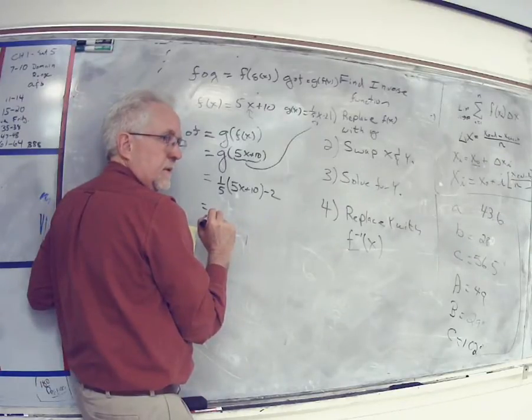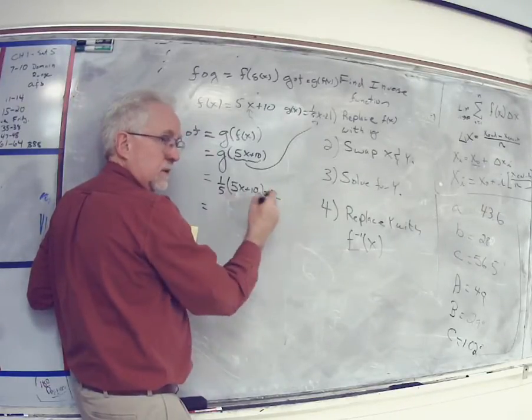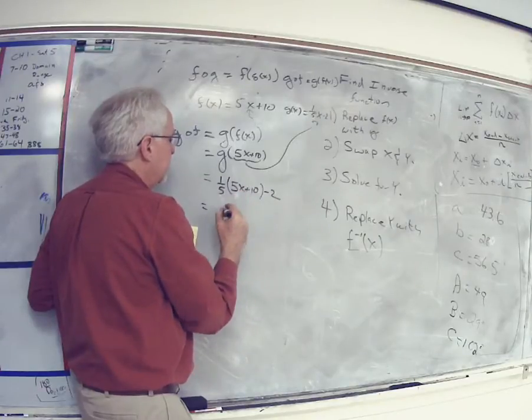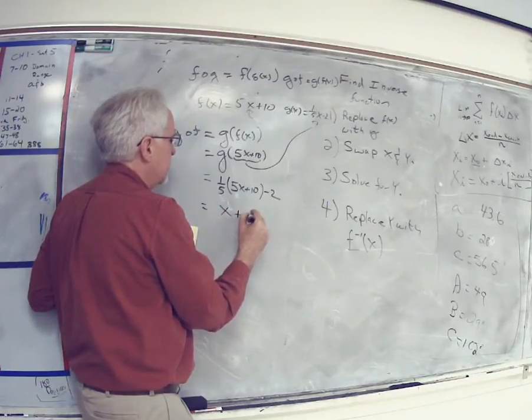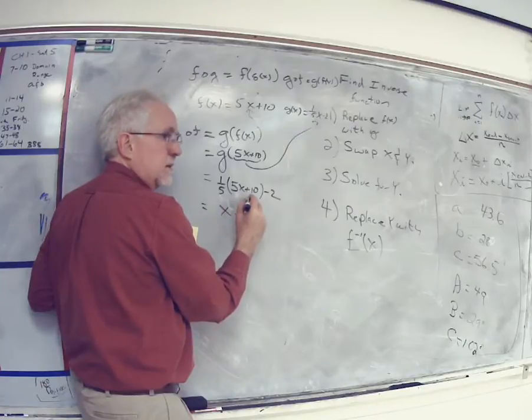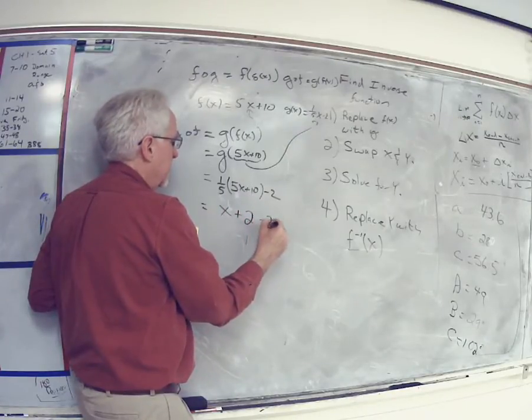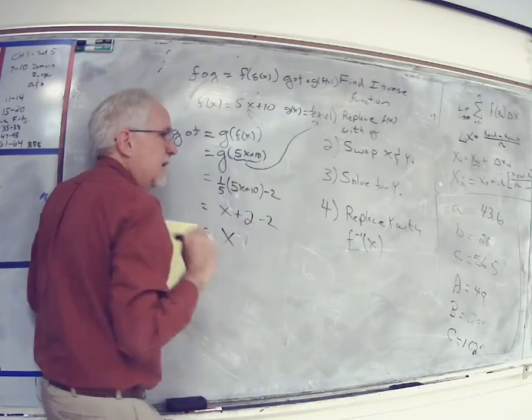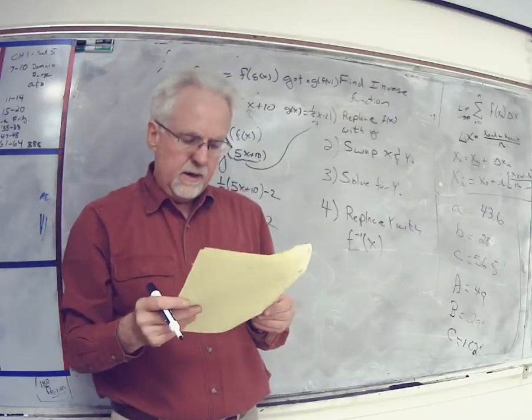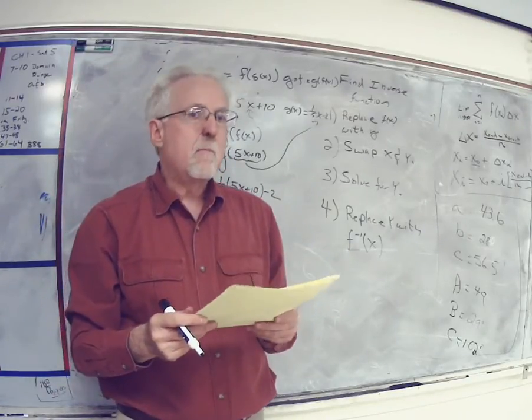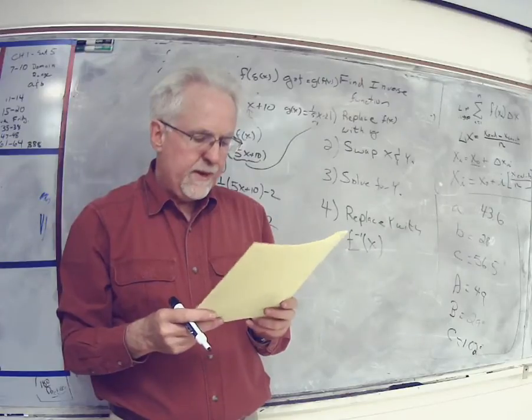So what do I do with the 1/5? Multiply it out. What's the word we use? Distribute. So you get 1/5 x times 5x is x, plus 2, and then minus 2. It's equal to x. f and g are inverses. Boom. We are done.